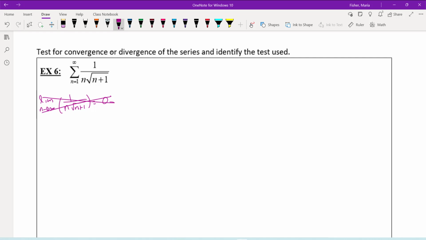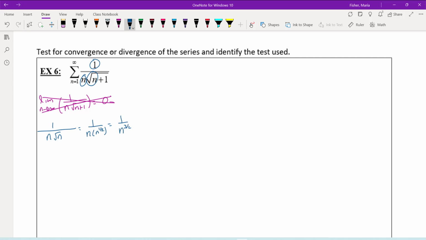Since the nth term test failed, we now get to choose integral test, direct comparison, or limit comparison. I typically try direct or limit, and for both of those you have to determine what you're comparing it to. So let's go ahead and figure out what we would compare this to. What is the leading term of the numerator? 1. What is the leading term of the denominator? Well, it would be n times the square root of n, which is really just 1 over n times n to the 1/2, or you can think of that as 1 over n to the 3/2.